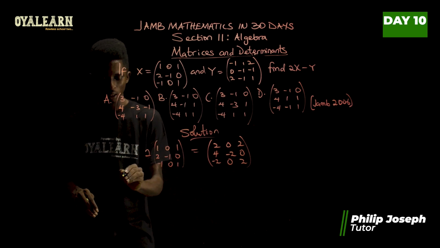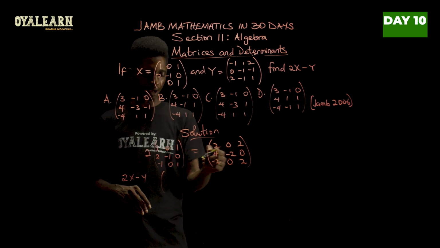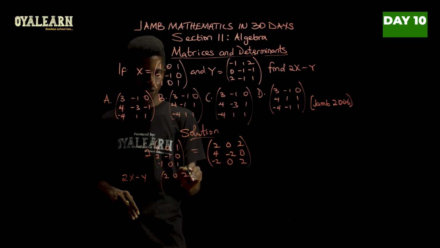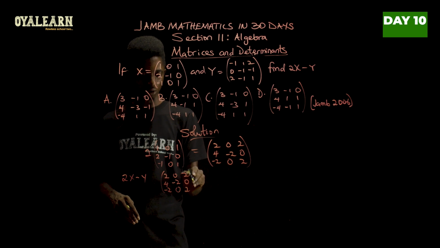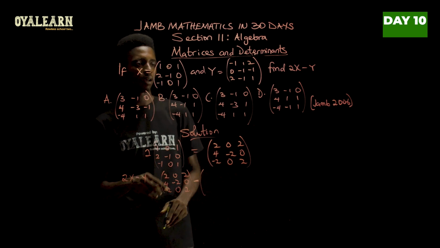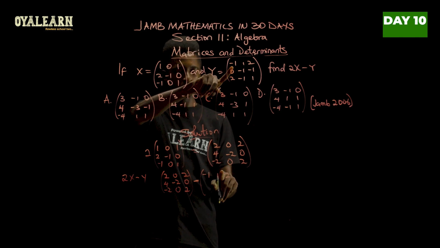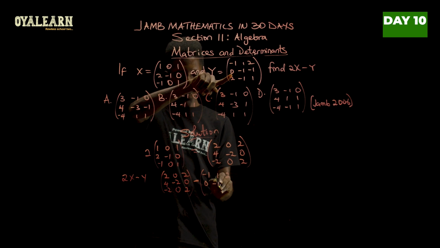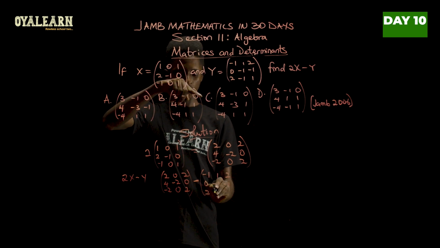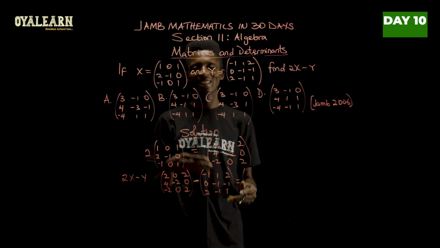Now what we're going to do is twice of x minus y. So that is, we're going to have this, which is 2, 0, 2, 4, minus 2, 0, then minus 2, 0, and 2. Then from it we'll subtract matrix y, which is minus 1, 1, then 2. Then we have 0, minus 1, minus 1, then 2, minus 1, then 1. Now what we do here is we subtract the corresponding elements.